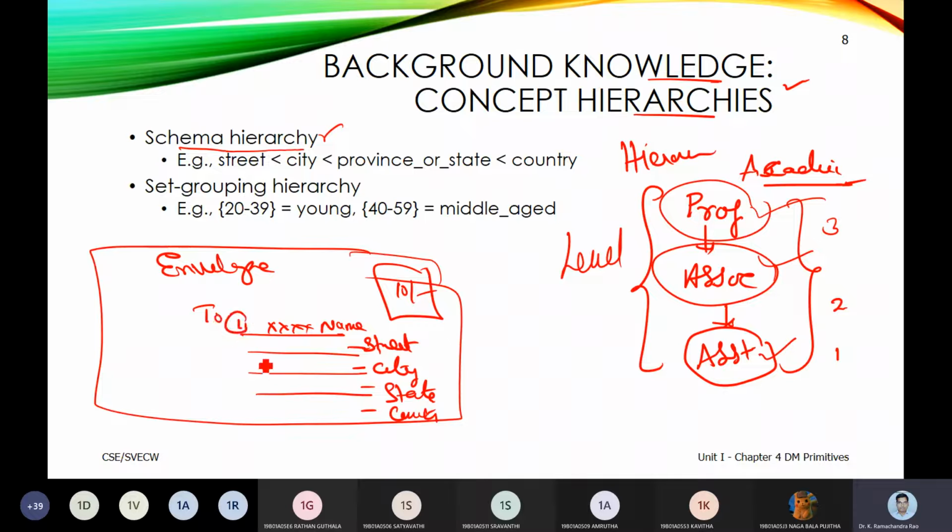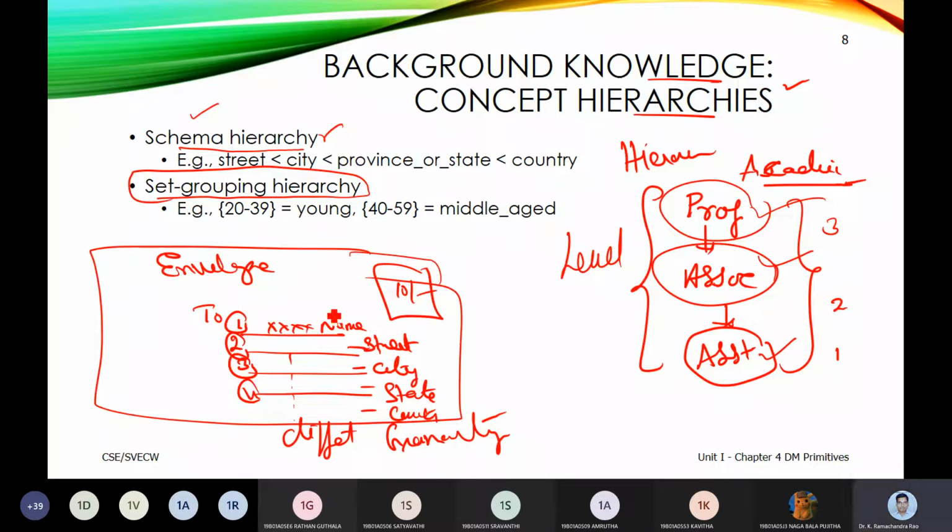So in this way, they are going to put the things into different levels. Level 1, his name, level 2, his street, level 3, his province, his country. So in this way, we are going to put it in different granularity. Such type of managing the content in different granularity, we are going to call as schema hierarchies. The next one was set grouping hierarchy.